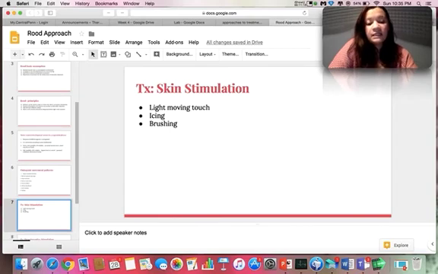So a couple of techniques that you're going to see, skin stimulation. And it's important to remember that these are adjunctive. So these are prior to your treatment session. So light moving touch, icing, brushing, slow stroking, fast brushing, all of those kinds of things can be adjunctive skin stimulation techniques.